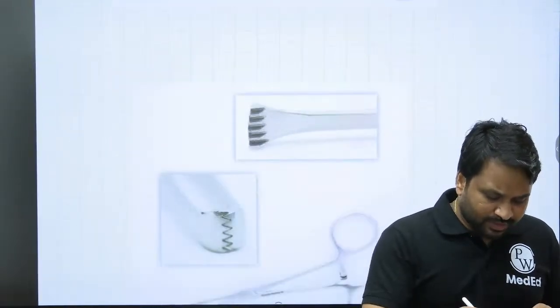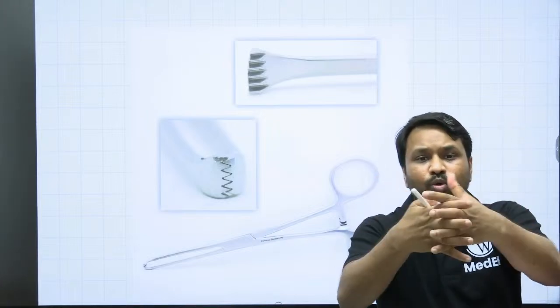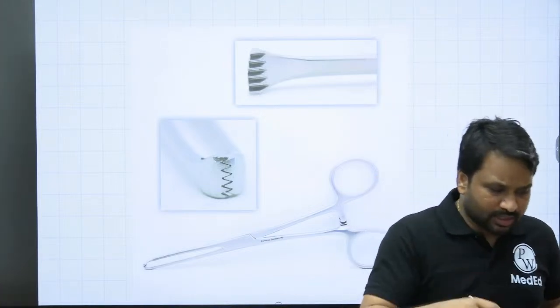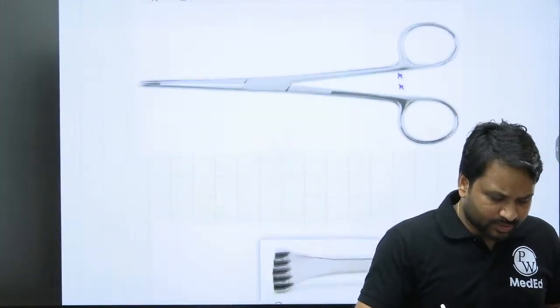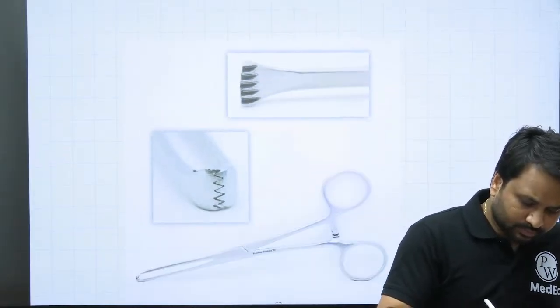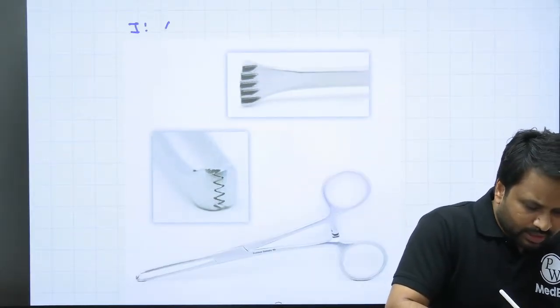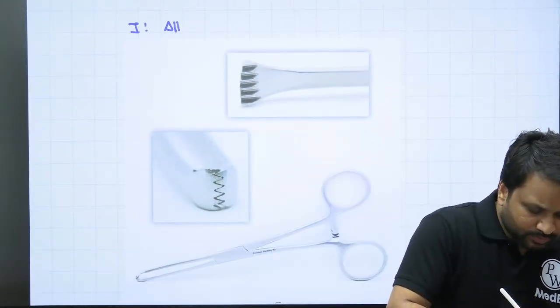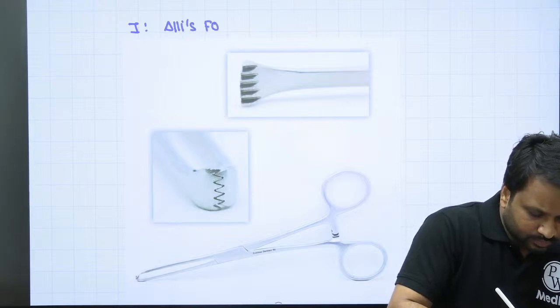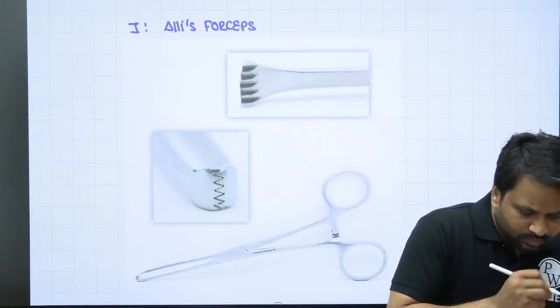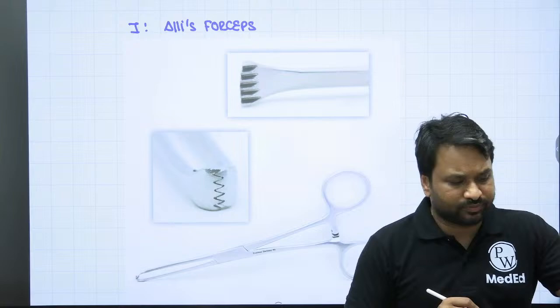Now, if you have something with an interlocking mechanism, like your two hands clasping together, this is nothing but Alice forceps. These are Alice forceps that you have, right?